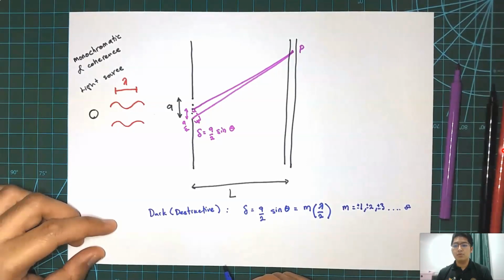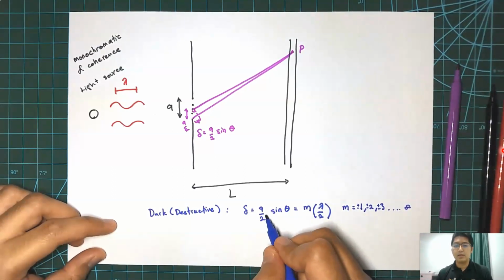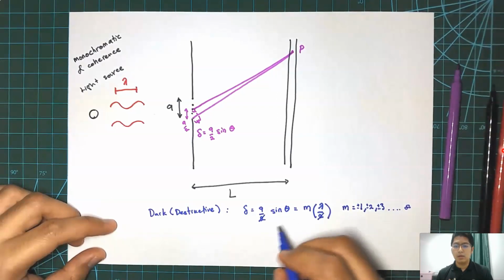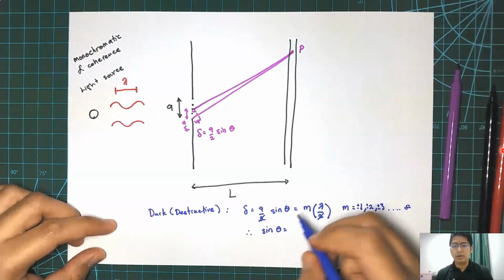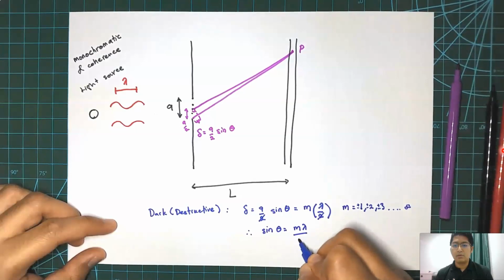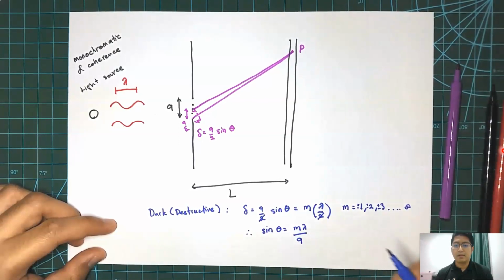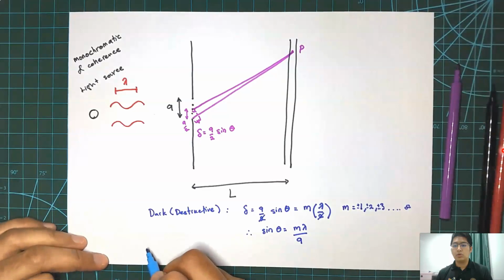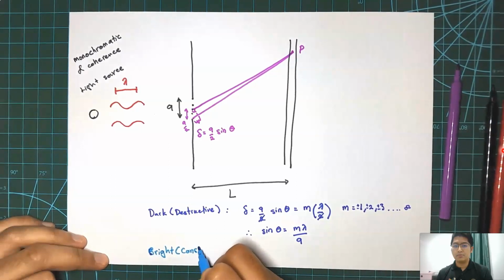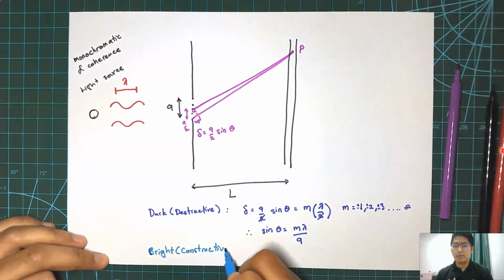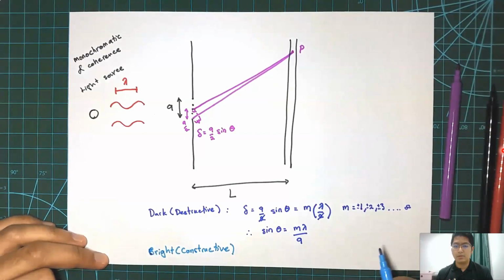So for the single slit experiment, single slit diffraction, we need to find the dark fringe first, because we know the condition of the dark fringe: if half lambda equals the path difference provided by the half slit, then destructive interference will occur.